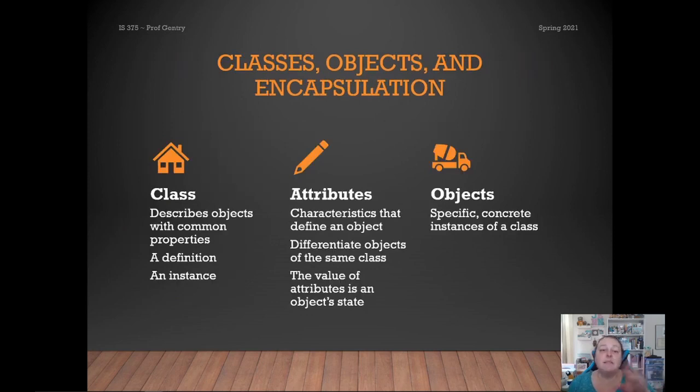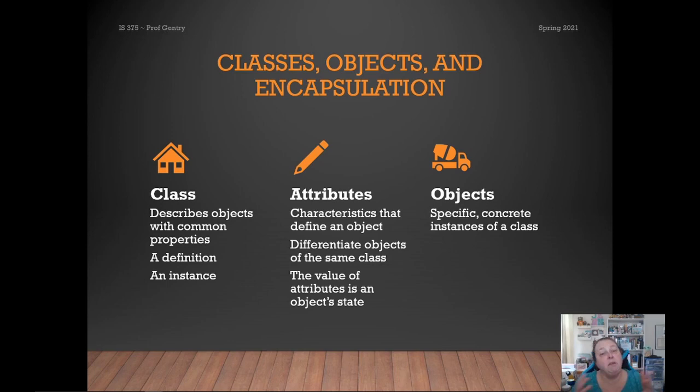So classes, objects, and encapsulation. We got one of the words in there, right? A class is created to describe a set of objects with common properties. It needs to have a definition and it has to have an instance. Those are 2 things that are required when you're working with a class. Attributes are characteristics defined within that object. They're going to be used to differentiate between objects using the same class.